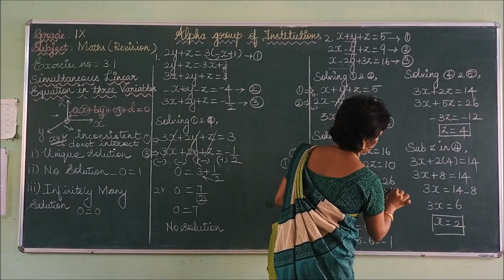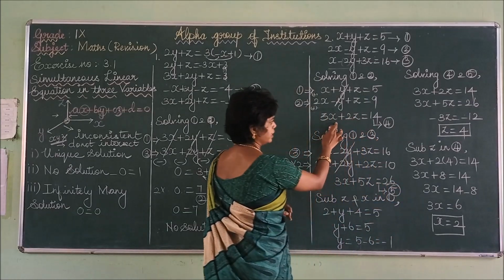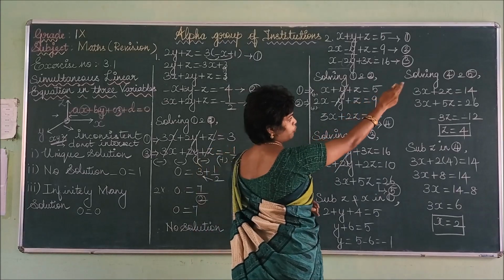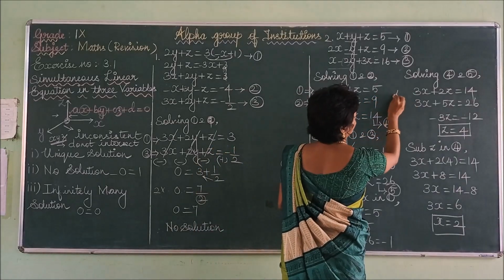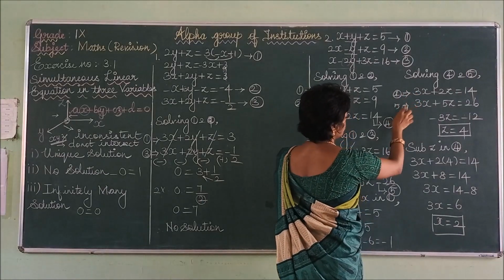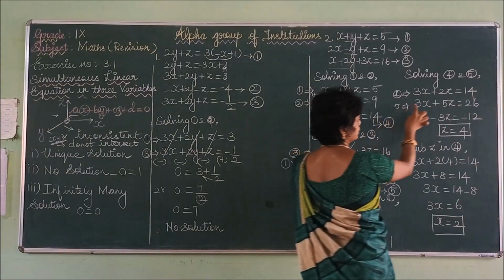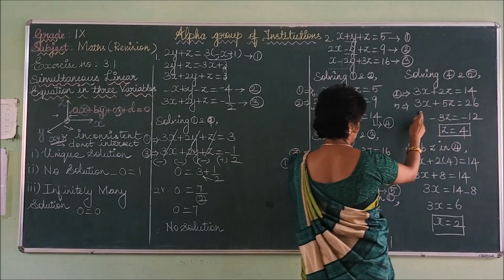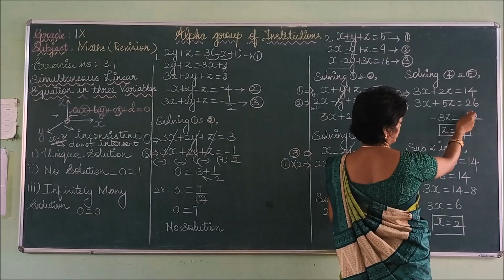This one is the fifth equation. Both have the variables x and z. So take that, solving 4 and 5. I am taking the fourth equation as well as the fifth equation. So 3x plus 2z equal to 14. Then what is the fifth equation? 3x plus 5z equal to 26.